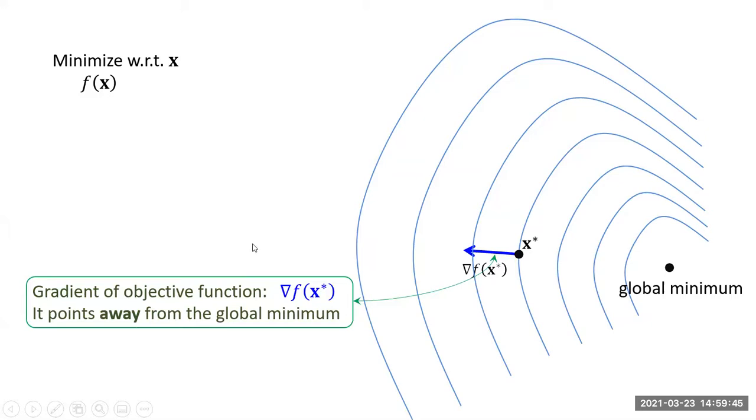Okay. So the gradient of the objective function, del f of x star, points away from the global minimum. It points in the direction of increase, right? Therefore, since this is the global minimum, it's pointing in the opposite direction. Are you guys with me so far? Yes. And the second observation is that this is f of x equals constant, and this is del f of x, and they are orthogonal. So this gradient direction is orthogonal to this curve here, f of x equals constant.